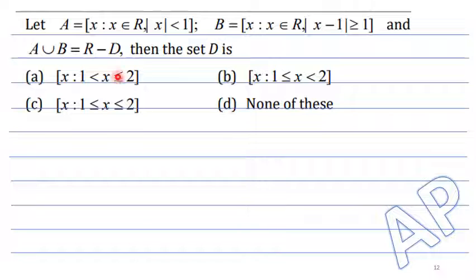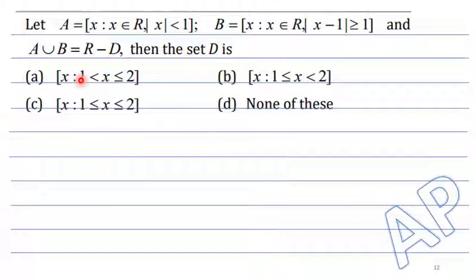Let A is equal to set of all x such that x belongs to R, that is, real numbers, mod x is less than 1, and B is equal to set of all x such that x belongs to R and modulus of x minus 1 is greater than or equal to 1, and A union B is equal to R minus D. Then the set D is, that is, A union B has R minus D, meaning if we subtract D from the set of reals, we get A union B. So we have to find out the set D that is not in A union B, that is not in the set of reals. There are 4 options as usual.